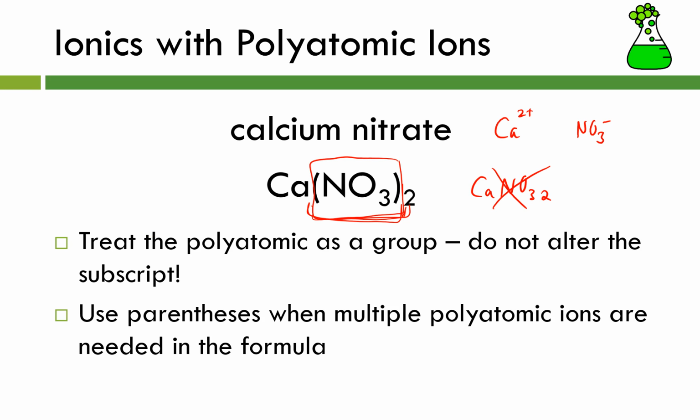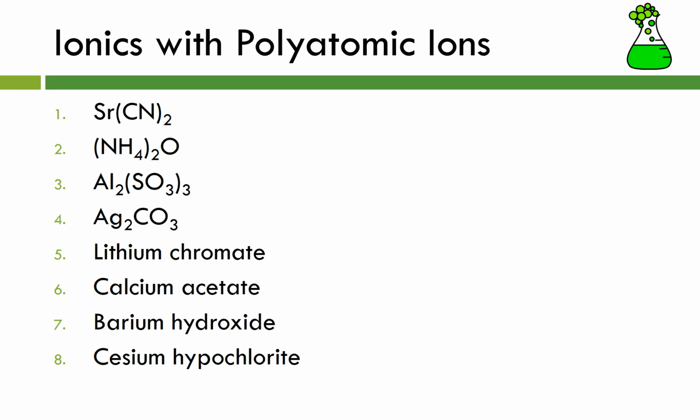So again, we're going to use parentheses when you need multiple polyatomic ions. That way you can have the 2, in this case, outside of the parentheses, and you're telling us, okay, I have 2 nitrates present. Let's try some practice. Use table E, pause the video, try these out, and we'll check them over together.